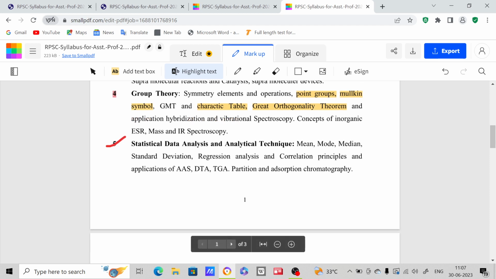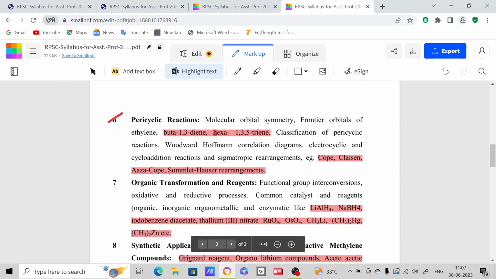So next one is statistical data analytics and analytical techniques. If you want, you can leave this chapter. Otherwise, if you want to study this particular chapter, I will try to provide you the lectures or my personal notes in Telegram. Next, pericyclic reactions.